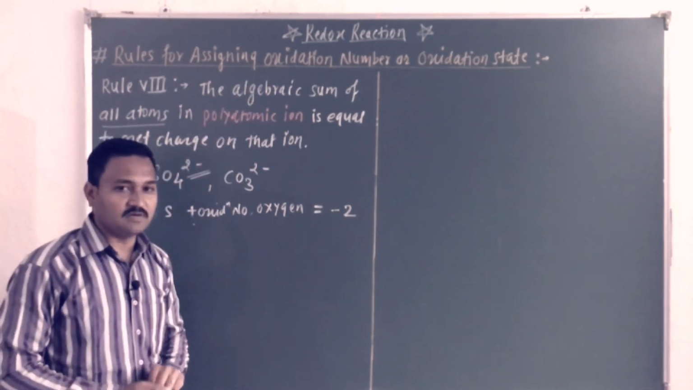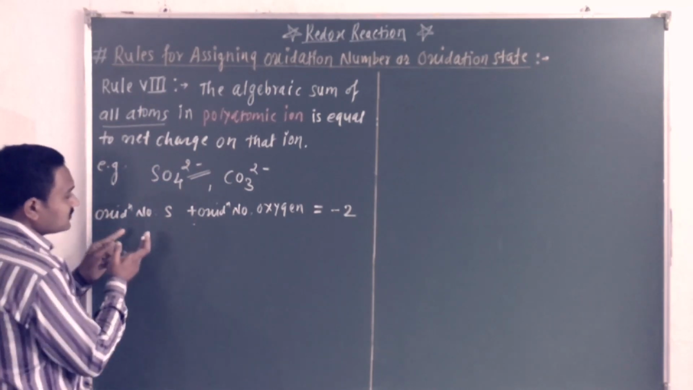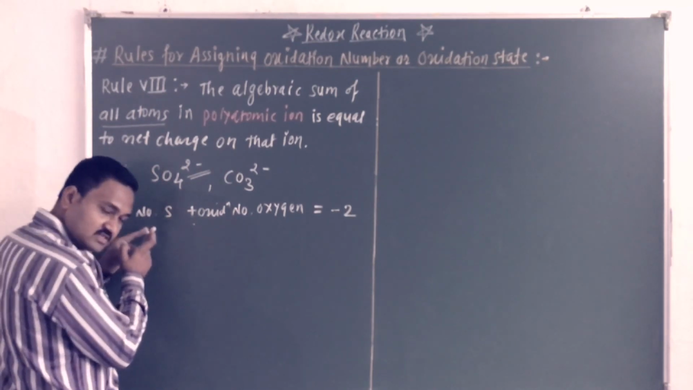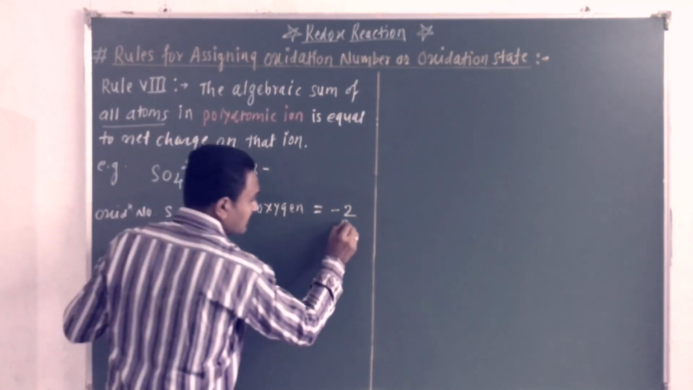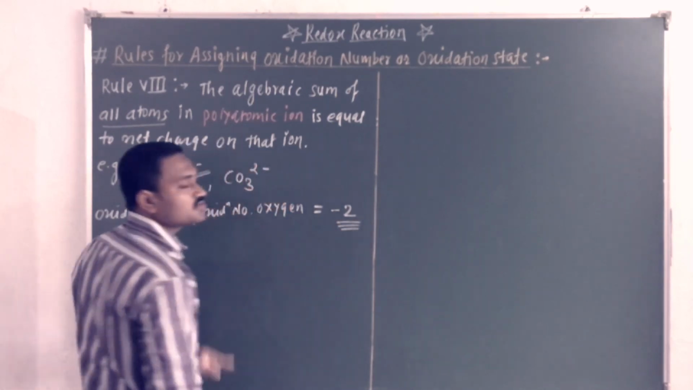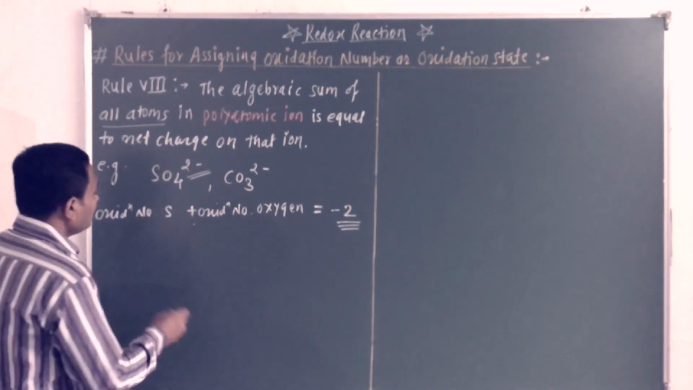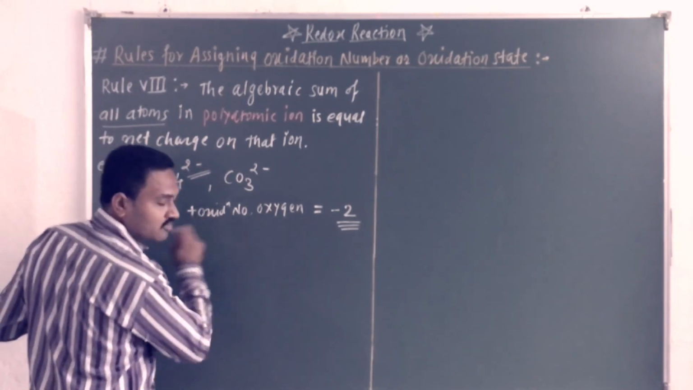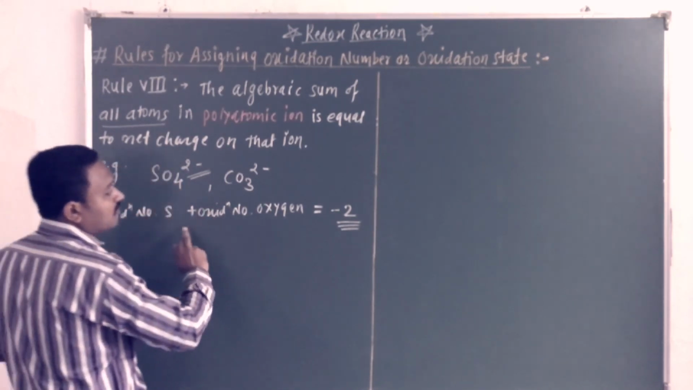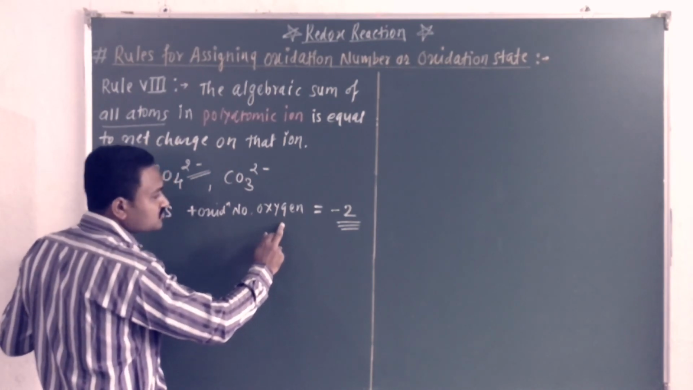Okay, now let us find out the oxidation number for sulfur, so that we will find out whether this -2 will be the charge on this ion or not. Okay, we know that we have the rules for the oxygen atom. We know that in all other compounds the oxygen shows the oxidation number -2.